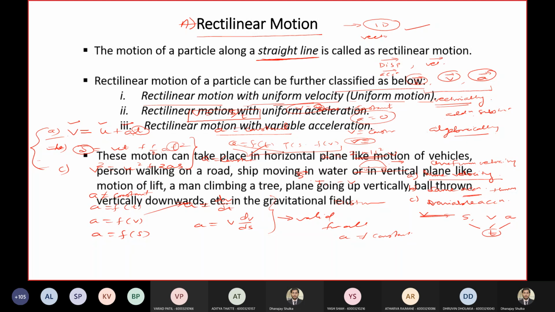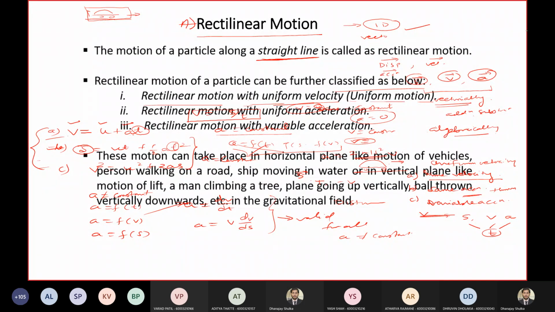Now, the main thing is that these rectilinear motions may take place in a horizontal plane as well as in a vertical plane. Horizontal, like the example I gave you, a car is moving on a straight road, in a horizontal way. So this is motion taking place in a horizontal plane. Similarly, another example: a person walking on a road, a ship moving in water. These are all rectilinear motions taking place in a horizontal plane. Similarly, we can have a rectilinear motion in a vertical plane as well.